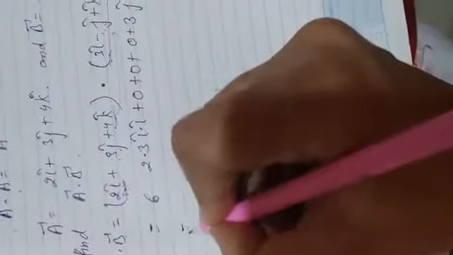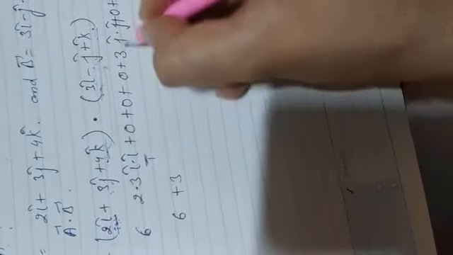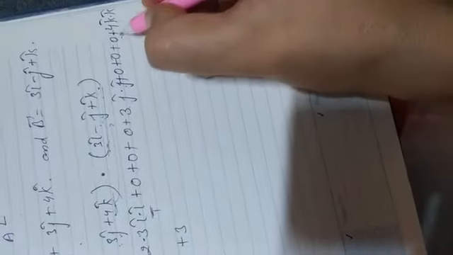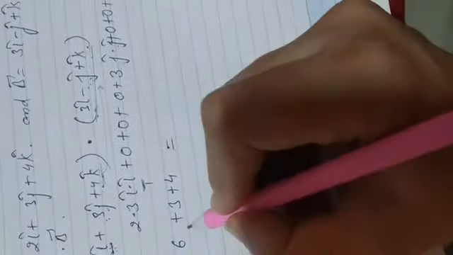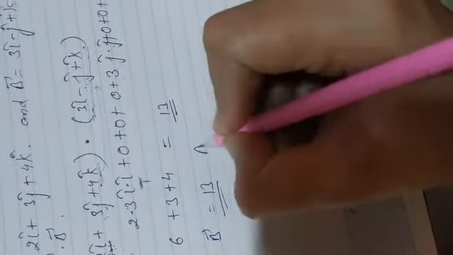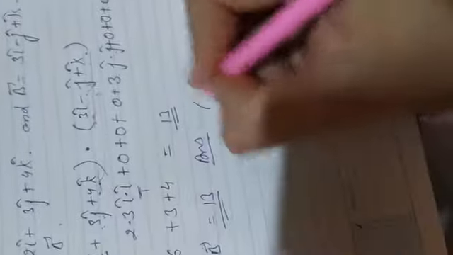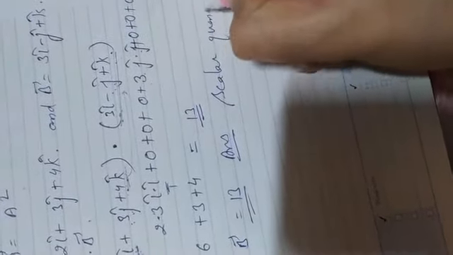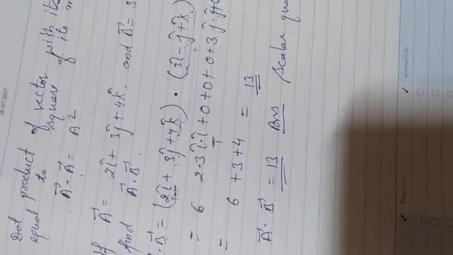Clear? Now i dot i we can take 1, so 2 times 3 is 6, plus 3, j dot j is 1, then 4, k dot k also will be 1. Clear now? Then this will be our 13. So a dot b is equal to 13, and it is a scalar quantity. When we take the dot product of two vectors, it always gives us a scalar quantity, not a vector quantity. Understood? This is the dot product of any two vectors.